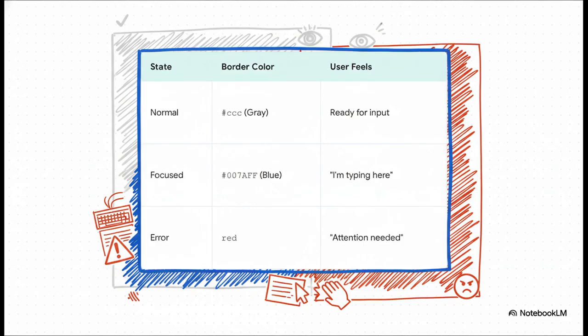And look at how much you can say with just a simple border color. A standard gray border is kind of just chillin', saying, hey, I'm ready when you are. A blue border leans in and says, okay, I'm listening, you're typing right here. And then a red border, well, that's the alarm bell going off saying, whoa, attention needed here. You're giving the user instant, clear feedback without them ever having to guess what's going on.